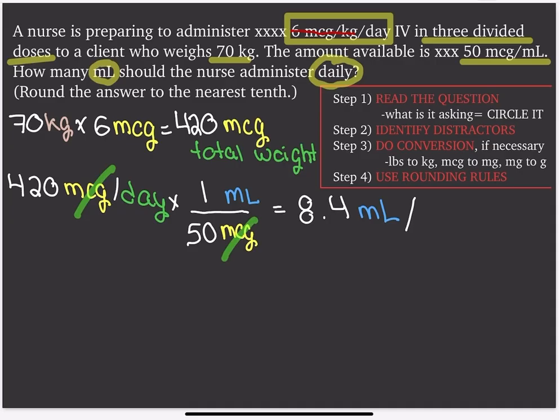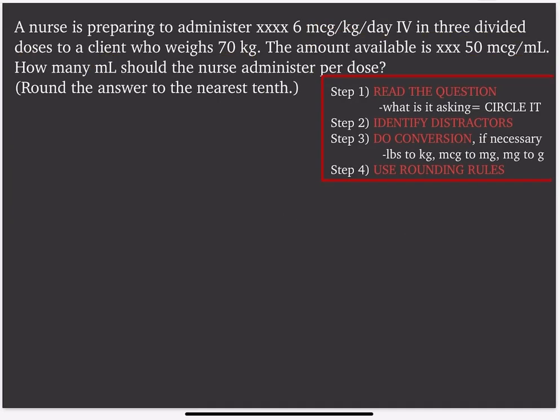So the next problem is going to be a repeat, but with a different outcome. A nurse is preparing to administer a drug 6 micrograms per kilogram per day IV in 3 divided doses to a client who weighs 70 kilograms. The amount available is 50 micrograms per 1 milliliter. How many mL should the nurse administer per dose? Okay, so step 1. What are they asking? They're asking how many mLs will the nurse administer per dose?